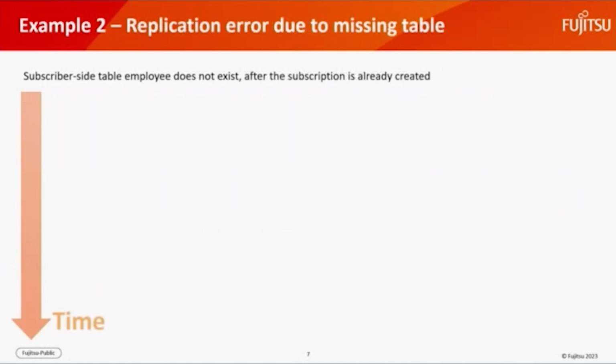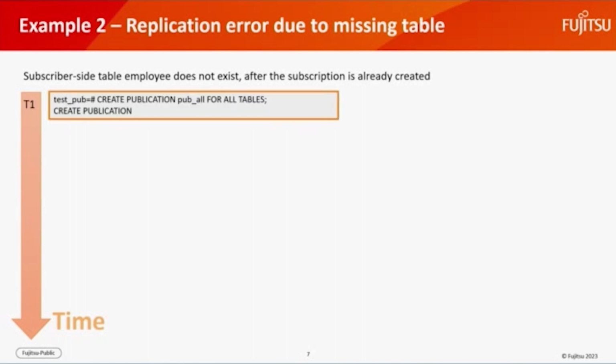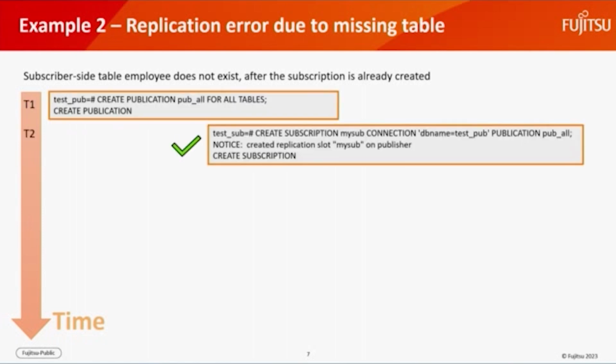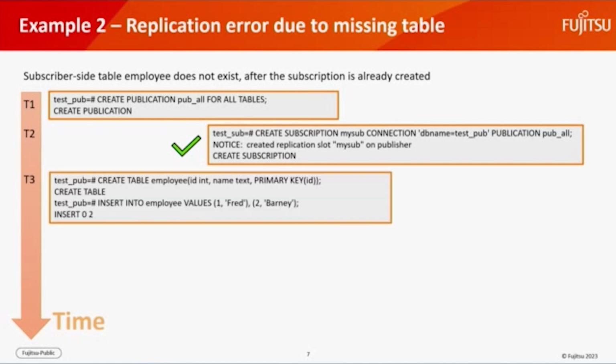Another example: we create a publication, same as before, and we create a subscription. This time it's good, because there are no missing tables this time. There are no missing tables because there were no tables on the publisher at this point. But now someone creates a table and inserts data into it. Now when they insert this data, a replication message is going to be sent to the subscriber.